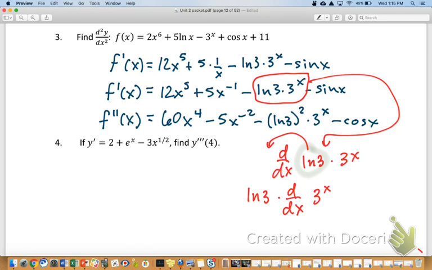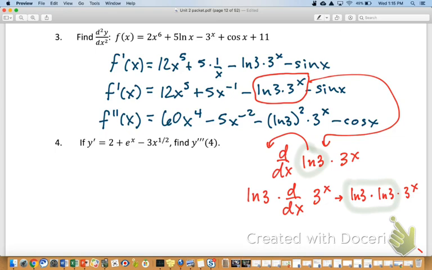So it'd be ln of 3 times, what's d dx of 3 to the x? ln of 3 times 3 to the x. So maybe you can see how this would just be ln of 3 quantity squared. And of course, if you did a third derivative, wouldn't it be ln of 3 cubed times 3 to the x? If you did a fourth derivative, it would be ln of 3 to the 4th times 3 to the x. They just keep building with each derivative.